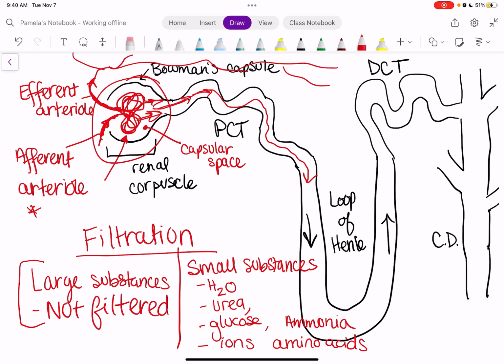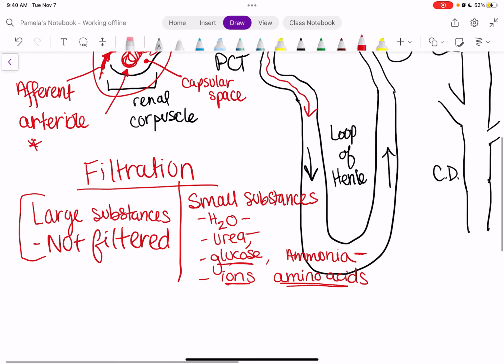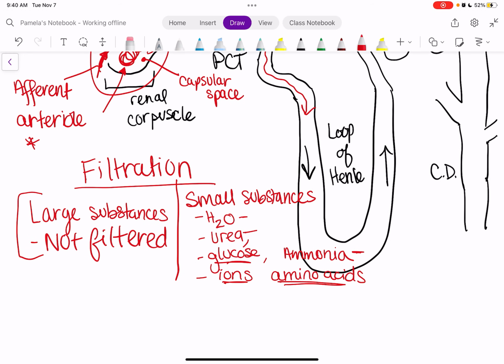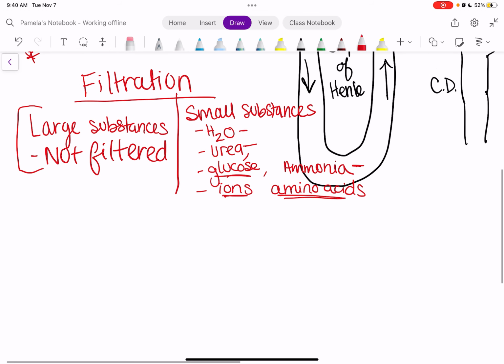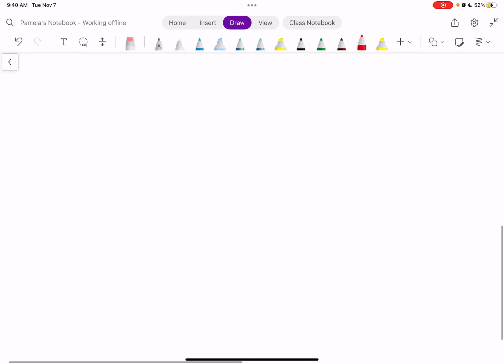Okay, so we can get an idea here that not only is water and wastes filtered out of the blood, but also some nutrients are filtered out of the blood, which we started to talk a little bit about last time I saw you in lab. Okay, that's good. Now, I want to share with you a little bit more about what we call filtration pressures.